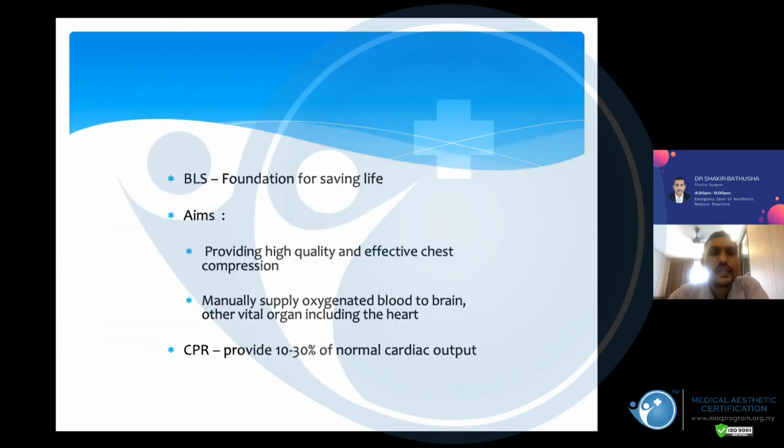What is actually basic life support? It's a foundation of saving life. This is done when a person gets into cardiac arrest. It is aimed at providing very high quality and effective chest compression, which would manually supply oxygen to the brain and also to the vital organs, including the heart. It is found that an effective CPR can provide about 10 to 30% of the normal cardiac output.